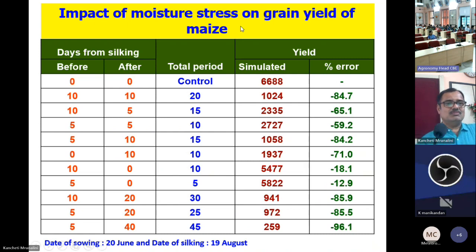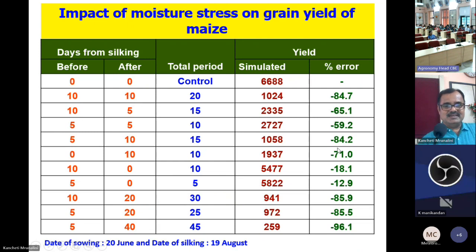This is the impact of soil moisture stress on grain yield. Under control conditions, there is no moisture stress at all. Under those situations, we are achieving 6.6 tons by simulation. Now you see this is the silking: 10 days before silking, 10 days after silking, 5 days before silking, 5 days after silking. Like that we have simulated the different scenarios.